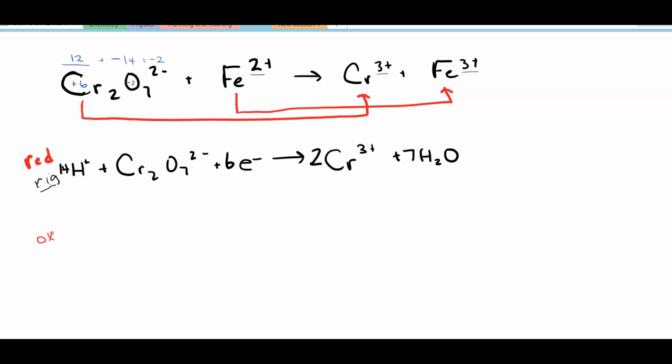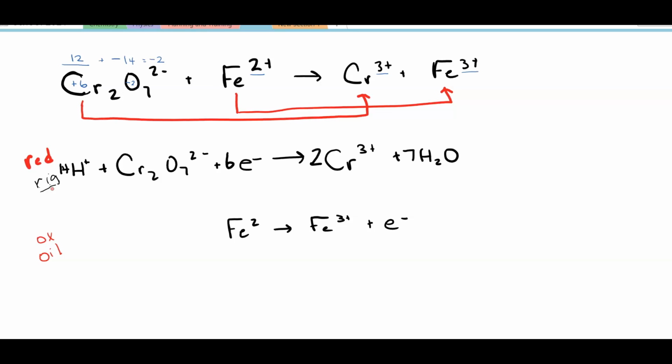For oxidation, I have my iron 2 becoming iron 3. In order to do that, it released an electron. Oxidation is loss. OIL RIG. Oxidation is loss; reduction is gain of electrons. So here we have freed up 1 electron. There are no extra oxygens or hydrogens to be accounted for, so that one's good to go.